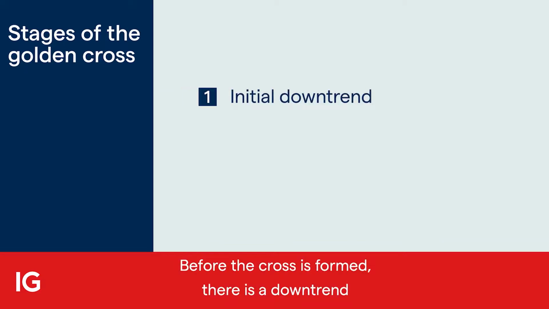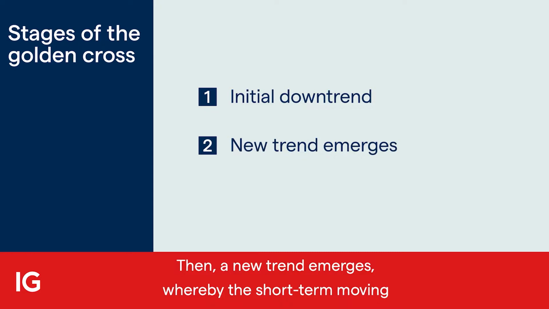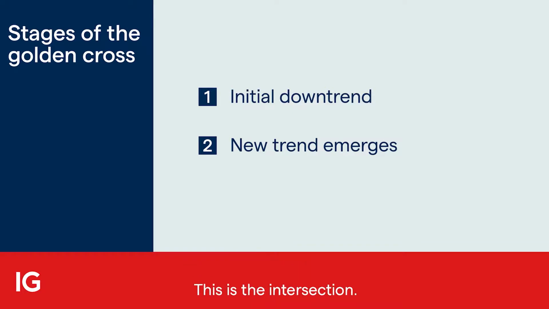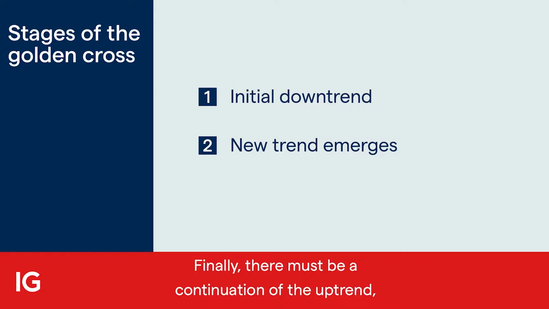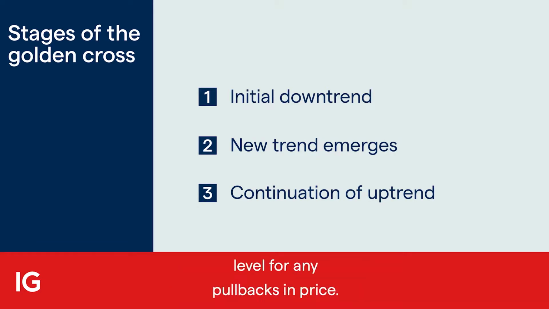Before the cross is formed, there's a downtrend in price movement. Then a new trend emerges whereby the short-term moving average takes over the long-term moving average. This is the intersection. Finally, there must be a continuation of the uptrend, and the short-term moving average must act as a support level for any pullbacks in price.